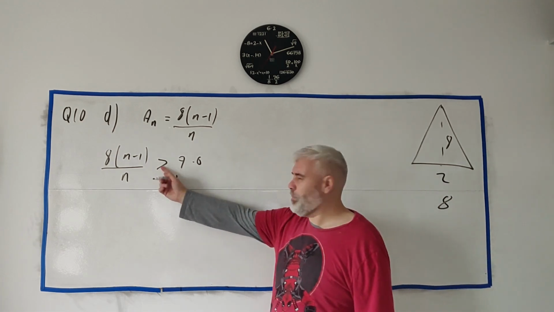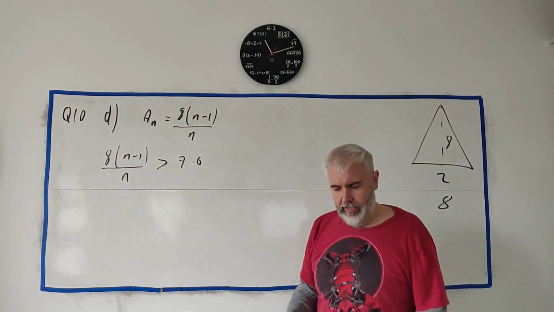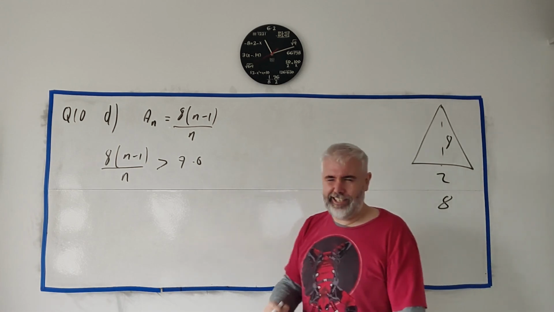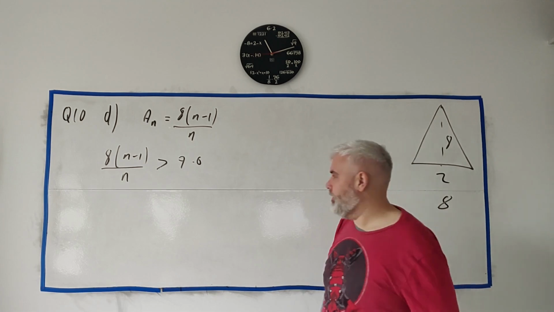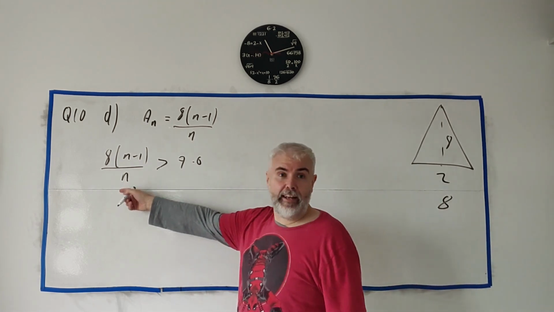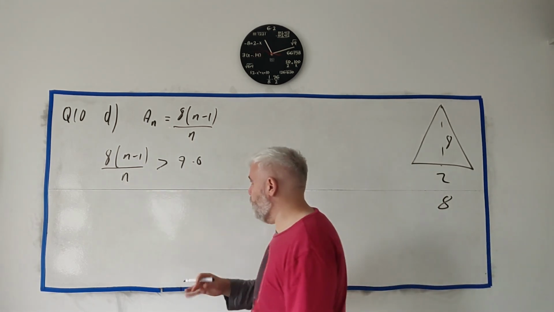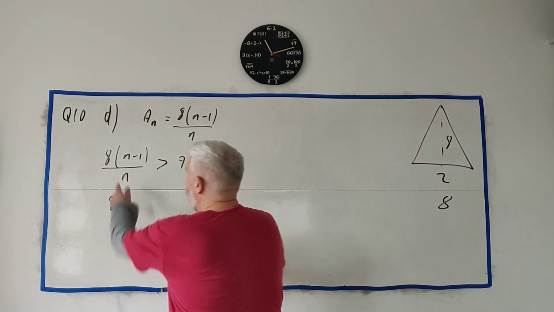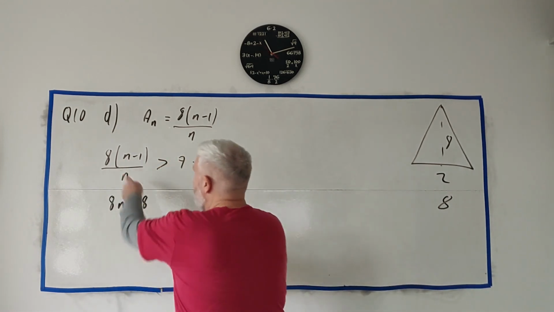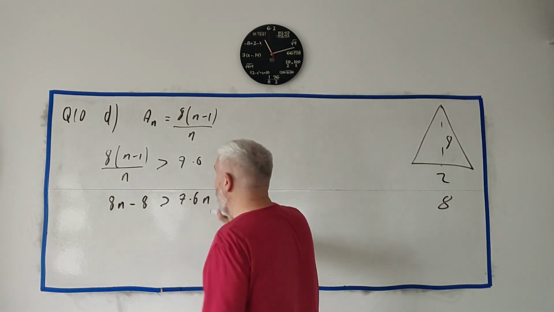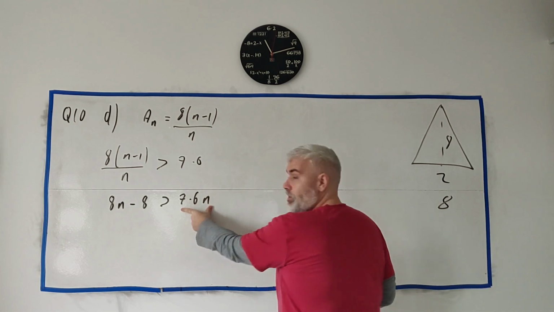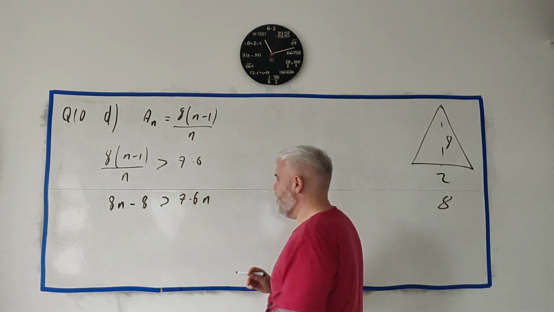You could solve it by just putting an equals in and working out the number later. It's a little dangerous, so I'll leave it like this. Just be careful not to multiply by minuses, things like that. So we multiply both sides by n. n is a positive number, so we're set there. That's 8n minus 8, I'm just multiplying this in, is greater than 7.6n.